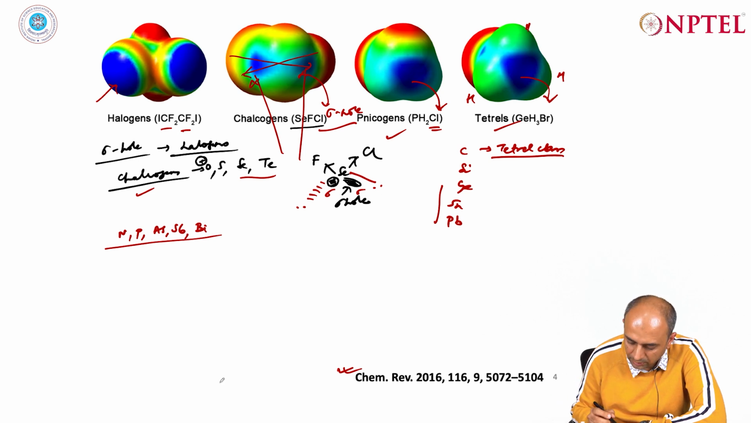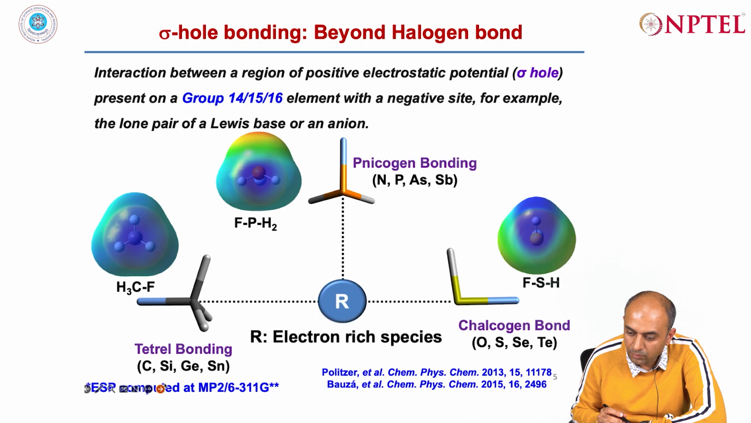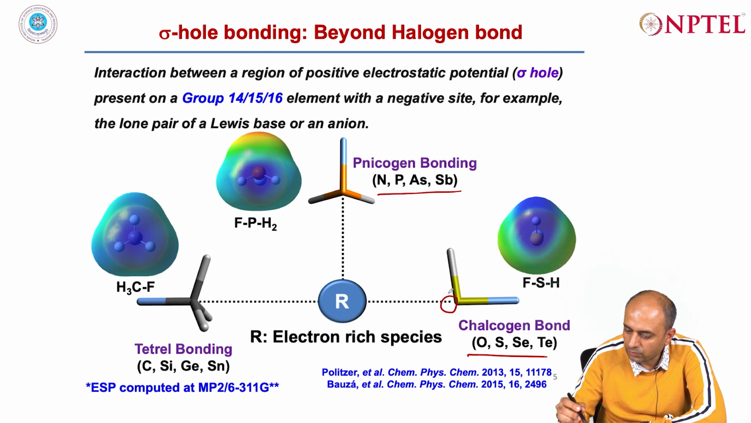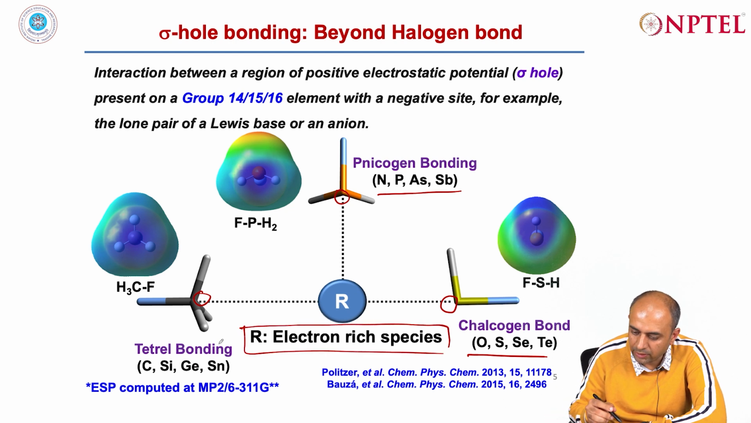So, with this in mind, we can now look at other species where we have, for example, the pnictogen bond here in nitrogen, phosphorus, arsenic, antimony. We have a chalcogen bond, and you can see here that this is the region of the sigma hole, and this interacts with an electron rich species R to form a tetrel bond or pnictogen bond or chalcogen bond. Again, these are to start with primarily electrostatic in nature.